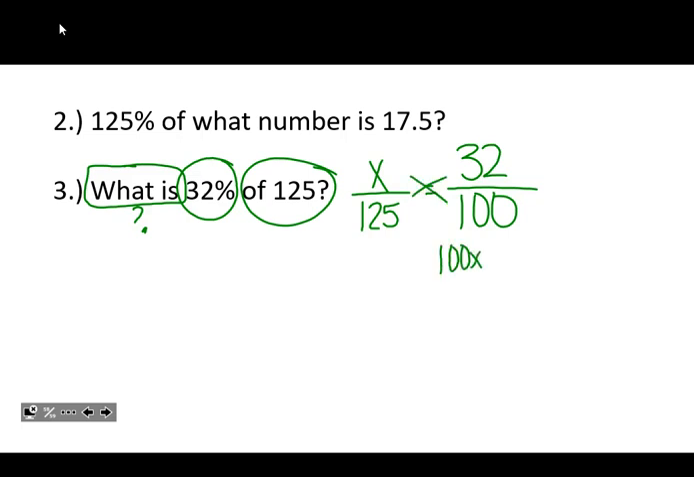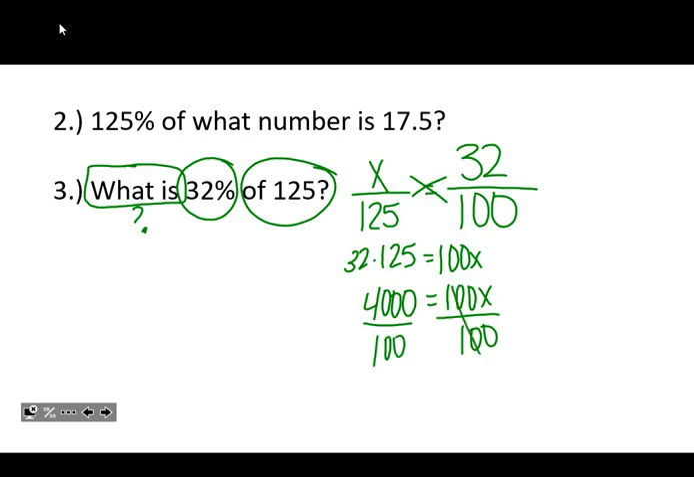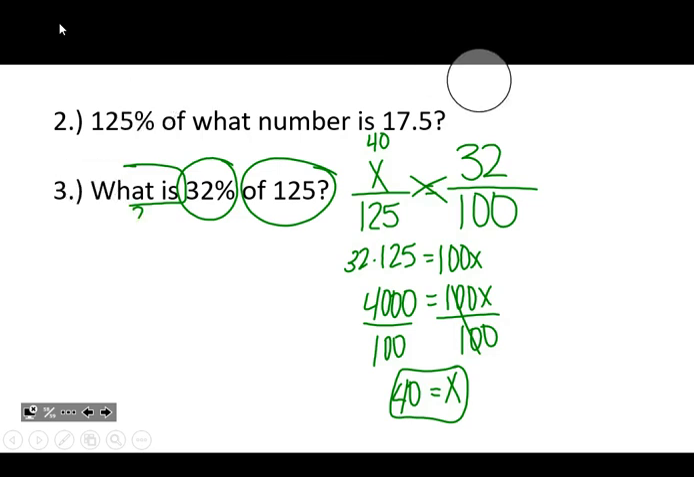Cross multiply. 4,000 divided by 100. X is equal to 40. Guys, you can always still check these. So if I put 40 in for X and I take 40 divided by 125, I get 32 hundredths, 0.32. If I take 32 divided by 100, I get 32 hundredths, 0.32. So I know I'm right when I get my answer of 40.